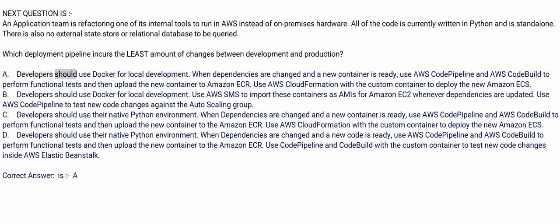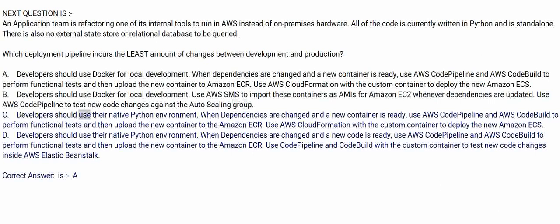A. Developers should use Docker for local development. When dependencies are changed and a new container is ready, use AWS CodePipeline and AWS CodeBuild to perform functional tests and then upload the new container to Amazon ECR. Use AWS CloudFormation with the custom container to deploy the new Amazon ECS. B. Developers should use Docker for local development. Use AWS SMS to import these containers as AMIs for Amazon EC2 whenever dependencies are updated. Use AWS CodePipeline to test new code changes against the auto-scaling group.